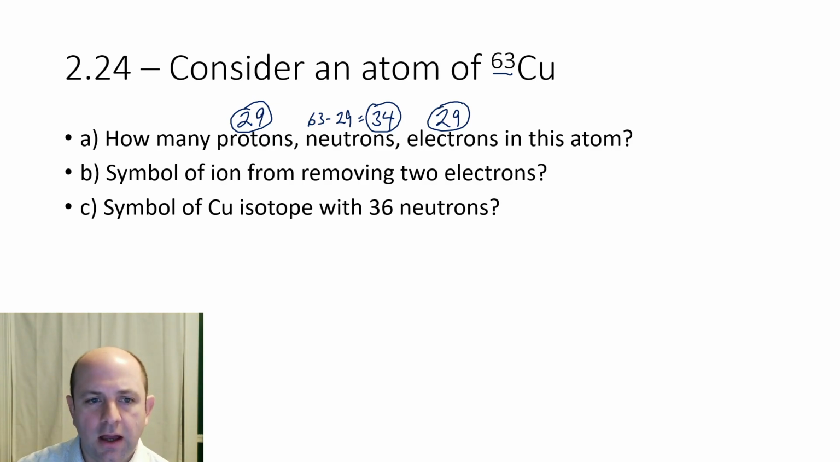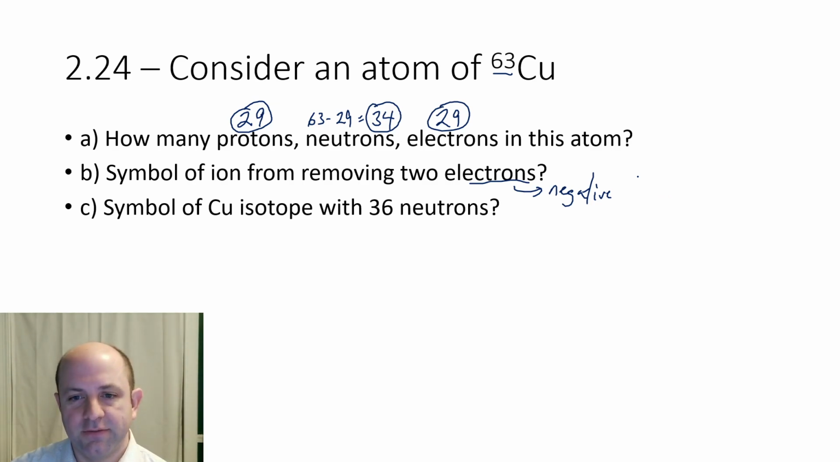All right. B then, it says, what would the symbol be if we remove 2 electrons? The thing to remember is that electrons are negative. They have a negative charge, which means if we get rid of the negative, we leave behind positive. So if we take away 2 negatives, we're going to have 2 positives left over.